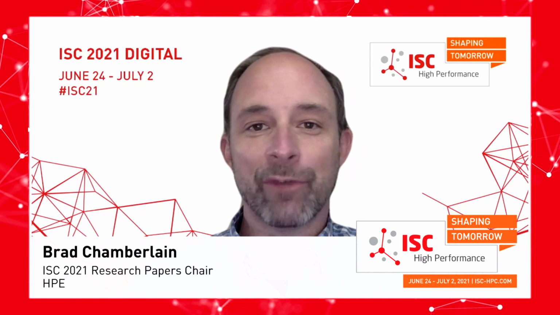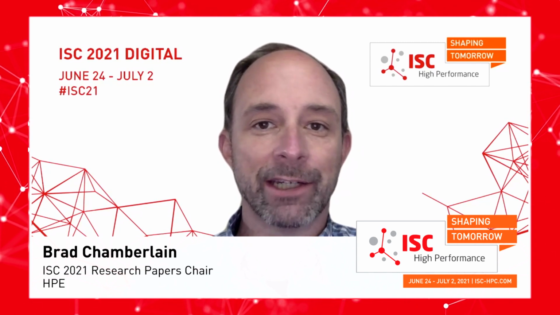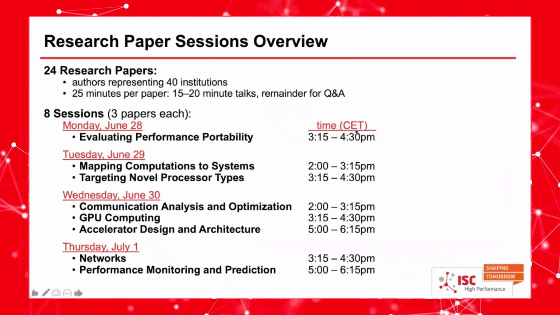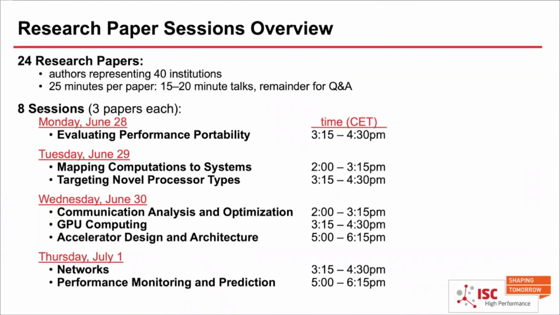Today, I'll be giving you a brief overview of some of the research papers that you'll be able to hear about at ISC online this summer. This is an overview of the research papers altogether. We have 24 research papers that we'll be presenting to you at ISC. Those authors represent 40 institutions.